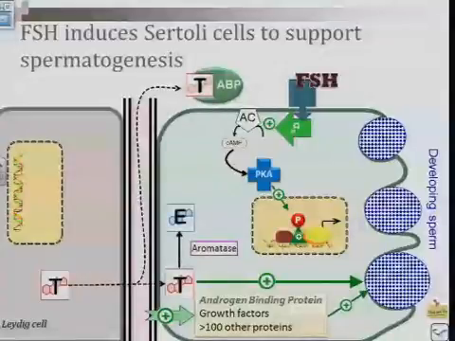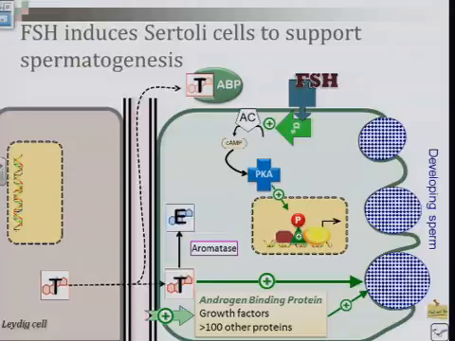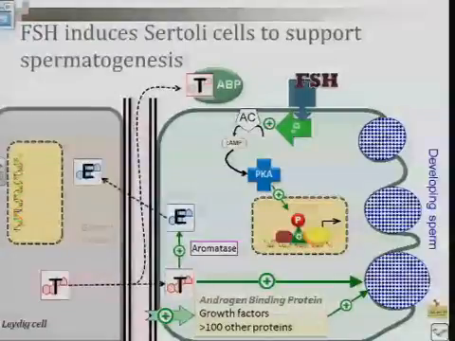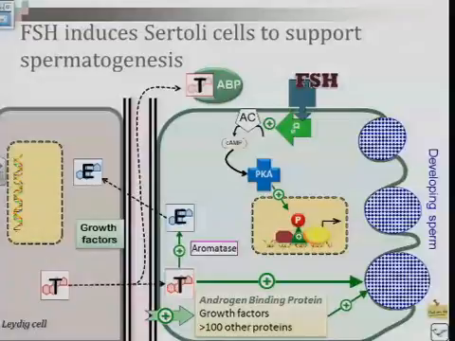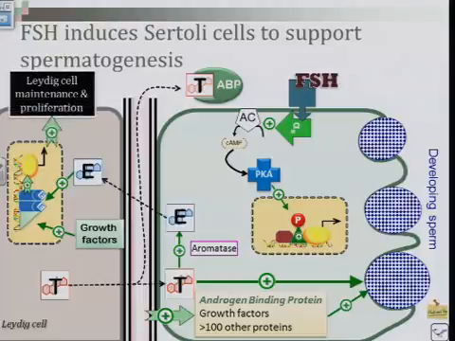Importantly, we also get activation or increased synthesis of aromatase. This is an enzyme name I want you to have memorized. And this enzyme converts testosterone to estradiol. The estradiol then diffuses back across the basolateral membrane along with the growth factors. It's responsible for a transcriptional program critical for Leydig cell maintenance and proliferation.